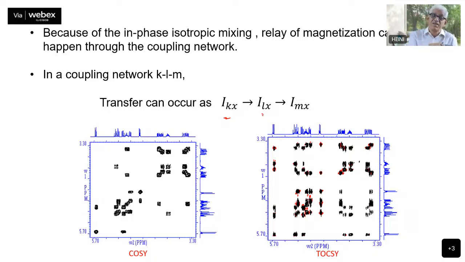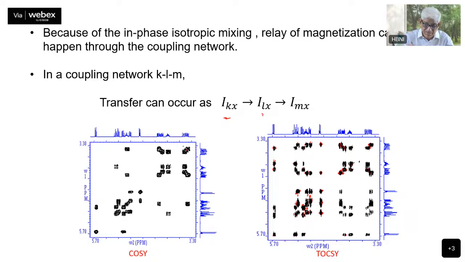For uncoupled spins, you don't have a cross peak. Here, you will have a cross peak in the entire coupling network. That is the power of the Coxey experiment. It produces so much more information in your spectrum, and you can see that here already. So here is a particular example. This is a complex spectrum on the top.